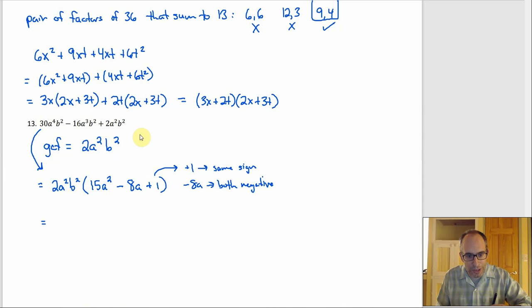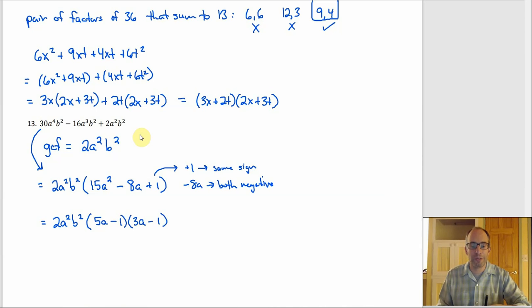So what we can do with this is we can say, well, then we got 2a squared b squared times, and then I guess it comes down to, well, do you use 5a and 3a, or do you use 15a and a? Well, we know we got to get that negative 8 in the middle, and if you think, well, 5 plus 3 is 8, that's the right idea. Because if we have 5a minus 1 times 3a minus 1, that's going to do it, right? Because if you multiplied this back out, you're going to end up with 15a squared minus 5a minus 3a plus 1, minus 5 minus 3, minus 8.